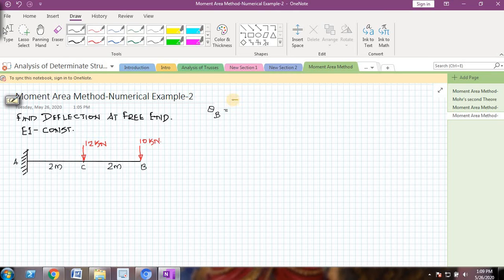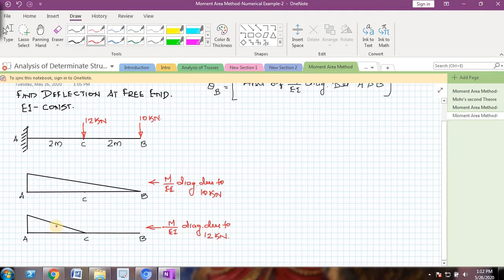So this is equal to the area of the M by EI diagram between A and B. First let us draw the moment diagram and M by EI diagram. I think in this case we will directly draw the M by EI diagram only. Now I have drawn two diagrams. Why two diagrams? Because we have 2 point loads, so it will be easy to draw the M by EI diagram for each point load separately and then use the principle of superposition.